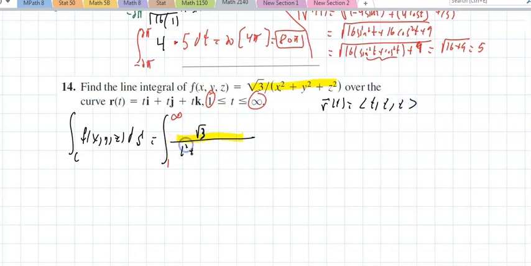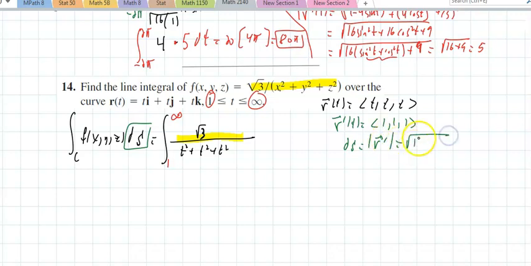So that is t squared plus t squared plus t squared. To find ds, I'm going to have to take r prime of t, which is 1, 1, 1. And ds is the magnitude. That is 1 squared plus 1 squared plus 1 squared, which is radical 3. So this ds is actually radical 3 dt. And that's going to equal the integral of 3 over 3t squared dt, right?